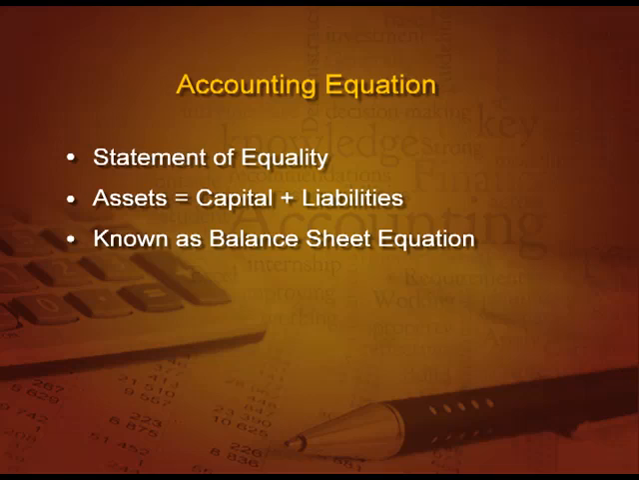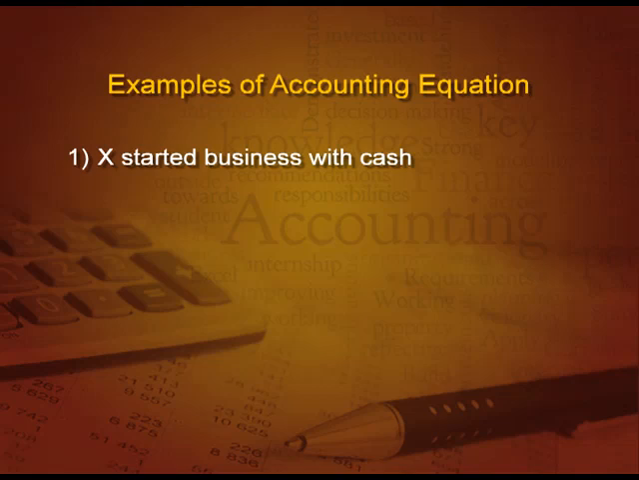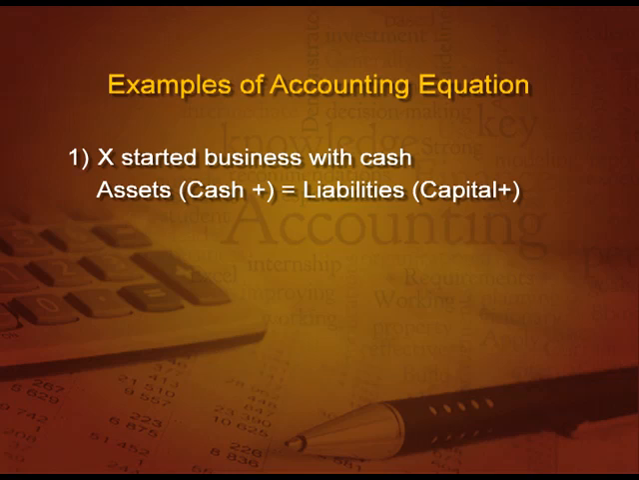Assets are what the business owns and liabilities are what the business owes, that is, the business has to give it back. Assets are for the business. Let us see some examples of the accounting equation. First, Mr. X started business with cash. In this case, assets, that is cash, will increase and on the liability side capital will increase. So, there is an increase in cash and an increase in capital. So, both ways they are equated.